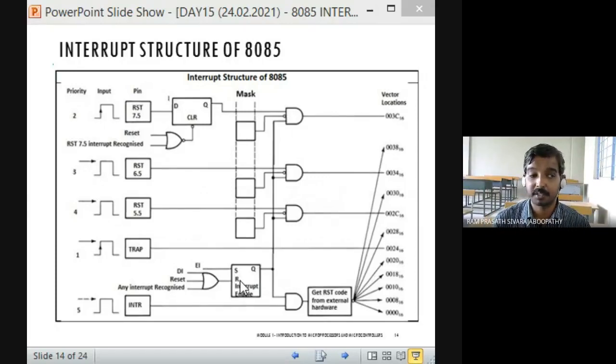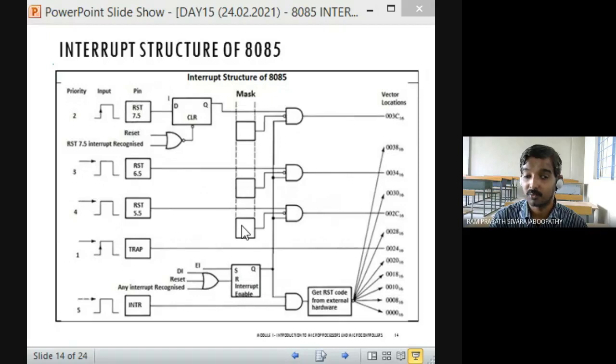If the EI instruction is executed, the EI flip flop will get set. Is that alone enough? What must be the status of the mask bit? If the mask bit is 1, it will be masked. If it is 0, what happens? It is unmasked, correct? Is it clear or not? By executing the EI instruction, you can enable the INTR interrupt, whereas the other interrupts still depend on the mask bit. Correct? Yes or no?